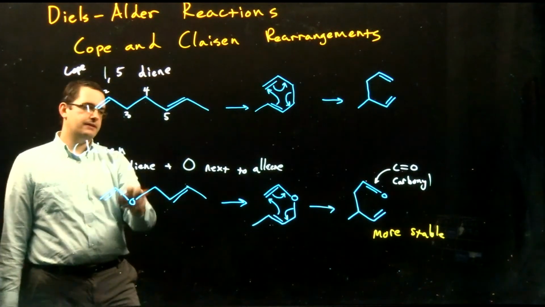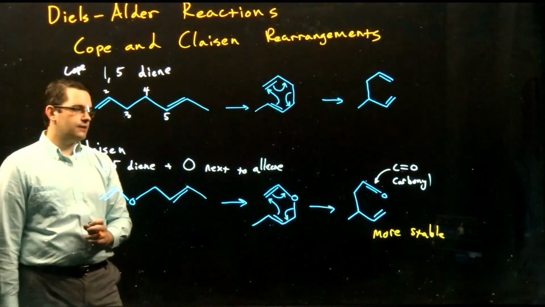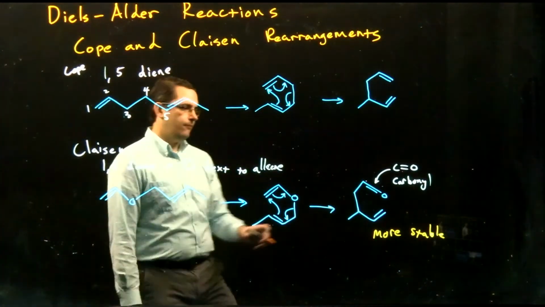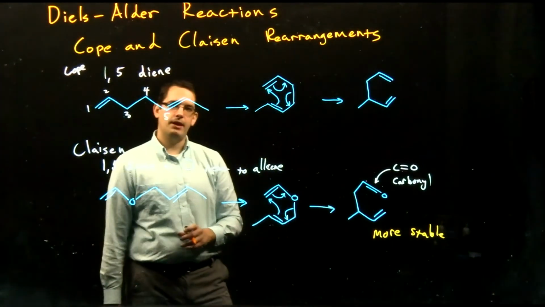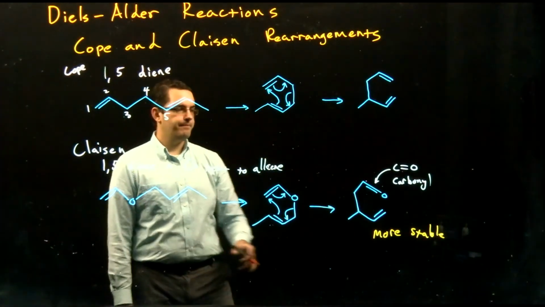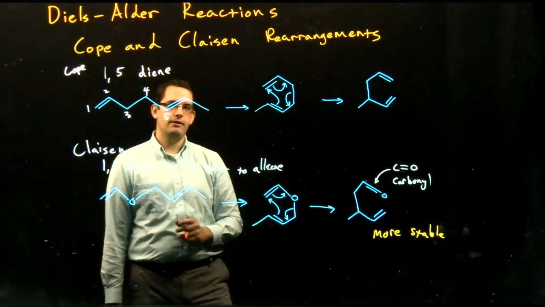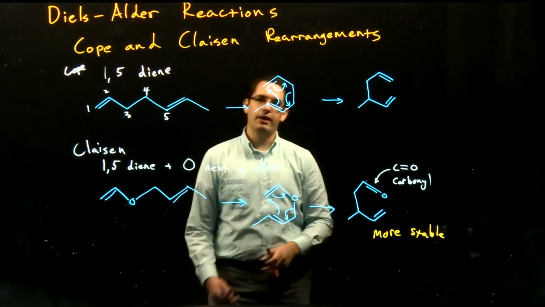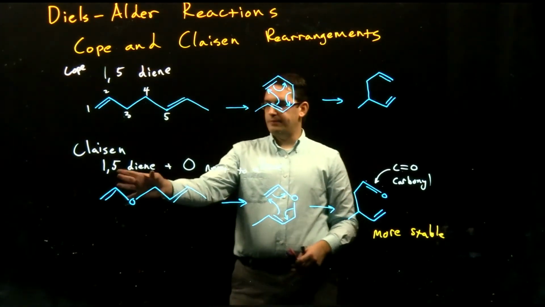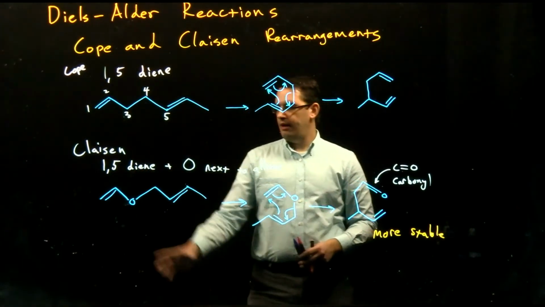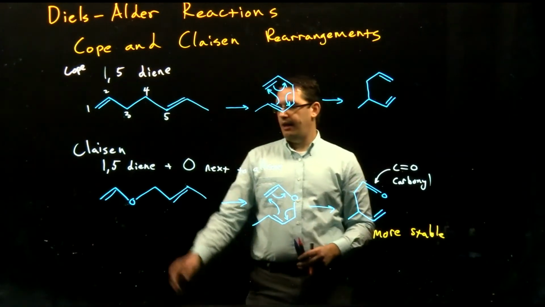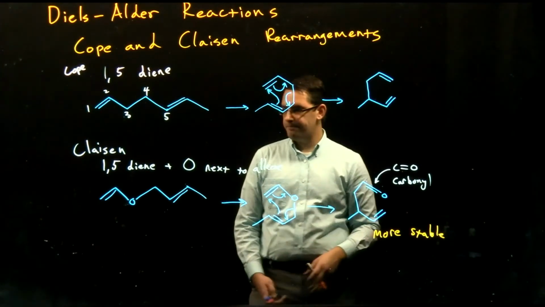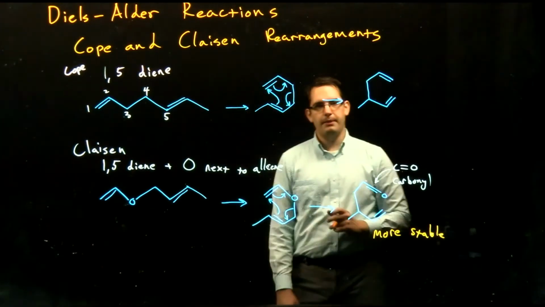As long as we have this diene with the oxygen next to our alkene, if we can rearrange it to make that carbonyl carbon-oxygen double bond, then we're always going to try to do that. So these Claisen rearrangements are something to watch out for. Again, just always be looking for that particular pattern of that 1,5 diene and our oxygen together so that they can rearrange to make our carbonyl.